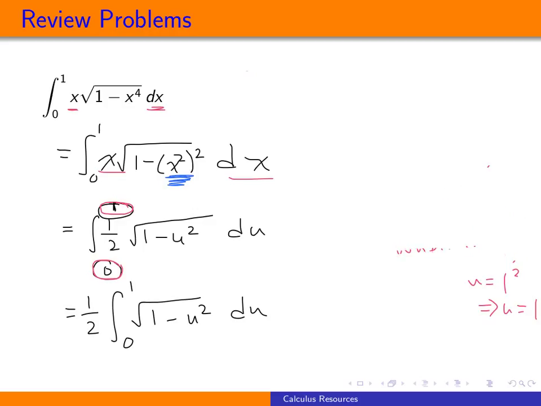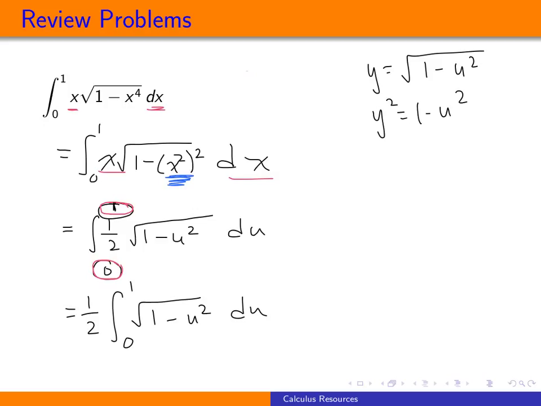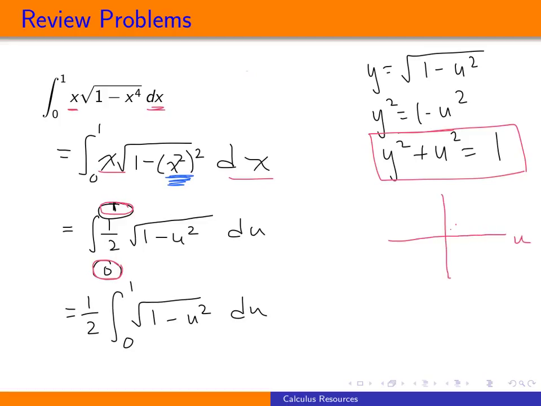And I want to be able to think about this in terms of area. So if I were to let y be the square root of 1 minus u squared, then I would see that y squared is 1 minus u squared. And so y squared plus u squared is equal to 1. And that equation should ring a bell. And we should know what it looks like. So if I have my y-axis here and my u-axis here, then the equation y squared plus u squared equals 1 graphs a circle of radius 1.